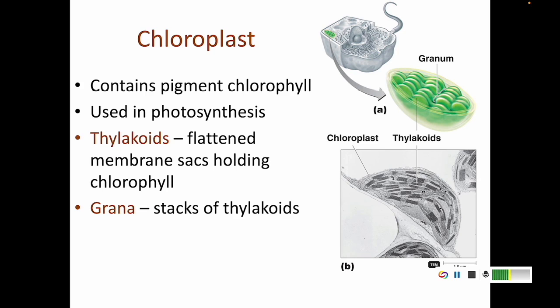Chloroplasts are found in algae cells and in plant cells. They are not in animal or fungal cells, though. They have the pigment chlorophyll, and they're used in photosynthesis. They look like stacks of macarons here, little cookies or something. And these little sacs are called thylakoids, and the whole stack is called a granum.